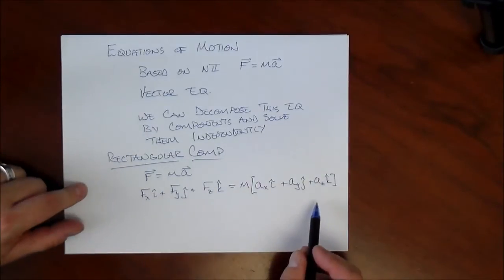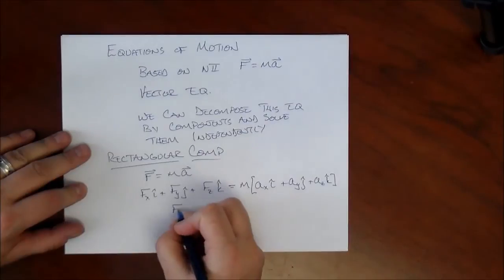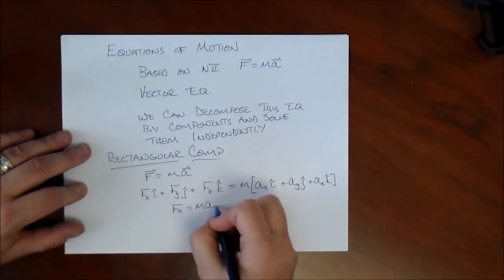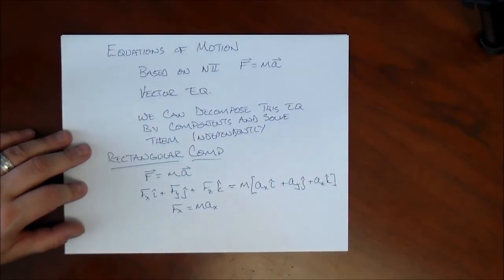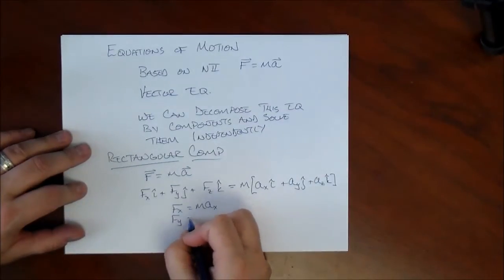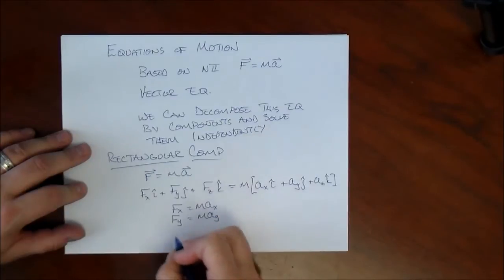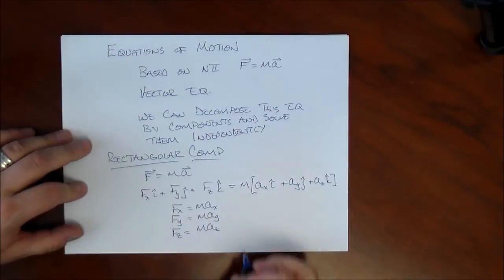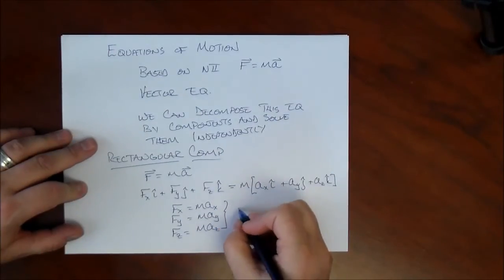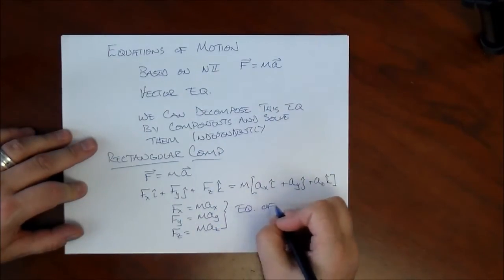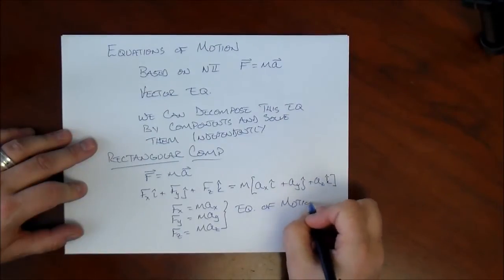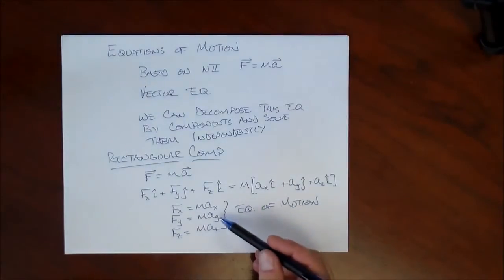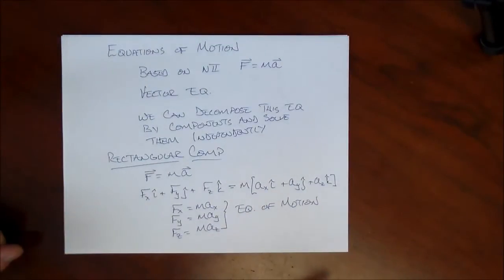So in order for this to be true, the component of the force in the x direction must equal the mass times acceleration in x. It must also be true that the y component equals mass times acceleration in y, and the force in z equals the mass times acceleration in z. So these three equations represent the equations of motion in rectangular components. Each of these must be satisfied independently.